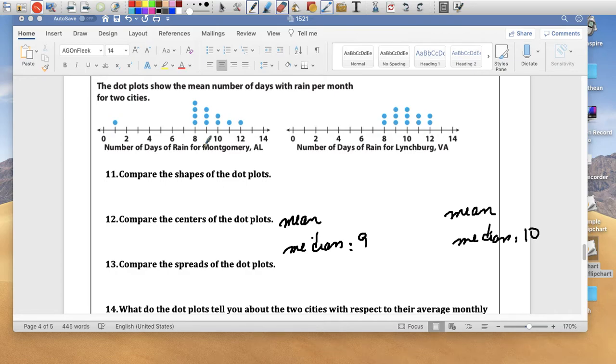1 plus 32 plus 27 plus 20 plus 11 plus 12. Enter. 103 divided by 12. And I get that the mean here is 8.58.